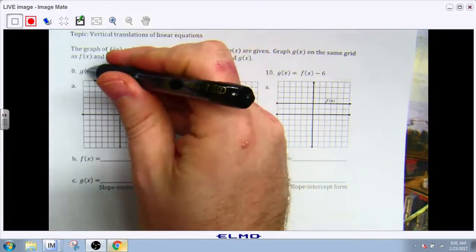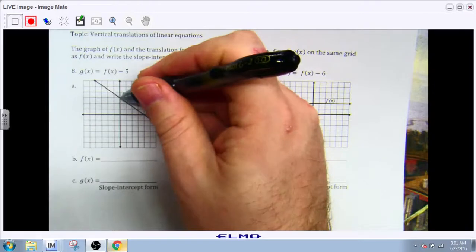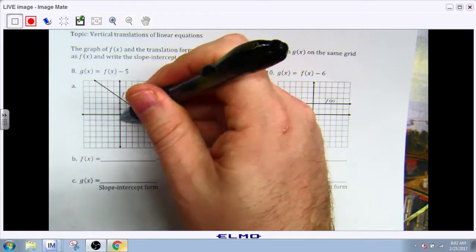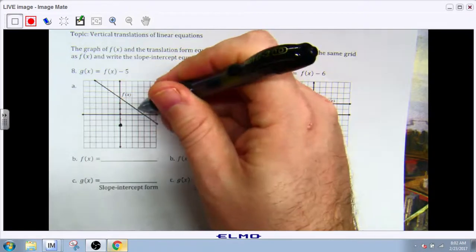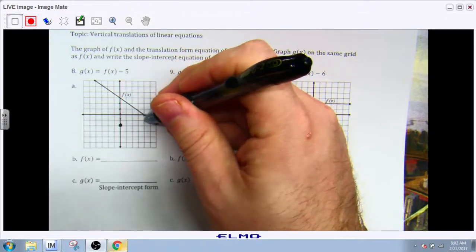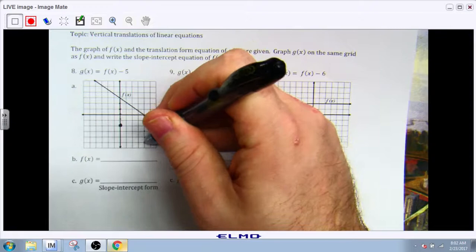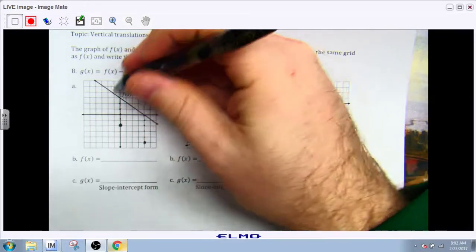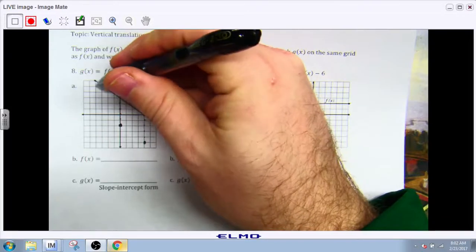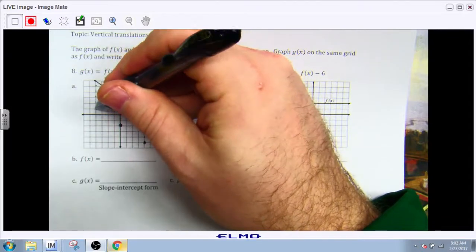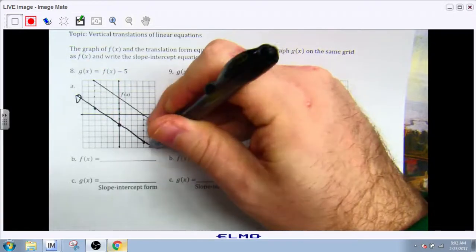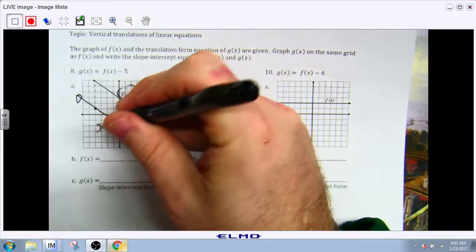So if g of x is f of x minus 5, all I know, if this is f of x, I just need to go down 5. So 1, 2, 3, 4, 5. There's 1 point. Where does it cross perfectly? Here. 1, 2, 3, 4, 5. There's another. All right. So where's another one? I just want one more right here. 1, 2, 3, 4, and 5. So here's my line. This is my, see how it's labeled f of x? I'm going to label this g of x.